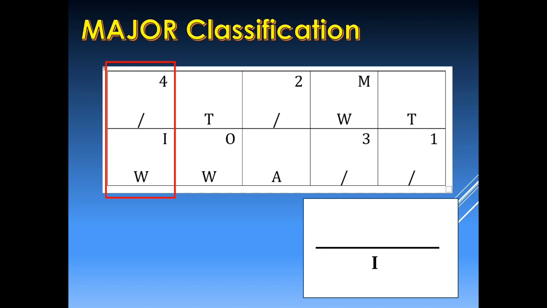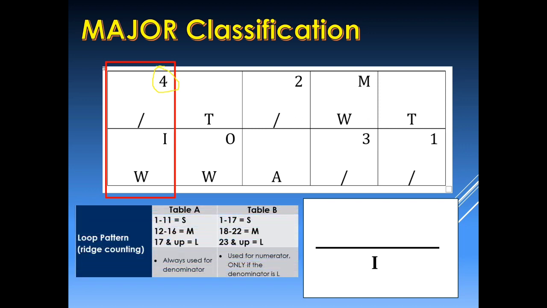Since we have already identified our denominator, let us now proceed with our numerator. So our numerator is the block 1. So this is a loop pattern, therefore we are going to use this table. Now, since our denominator is a whorl pattern, automatically we are going to use table A in the numerator. So since we have here 4 ridge count, our numerator will be S. So this is now our major classification in this particular example.